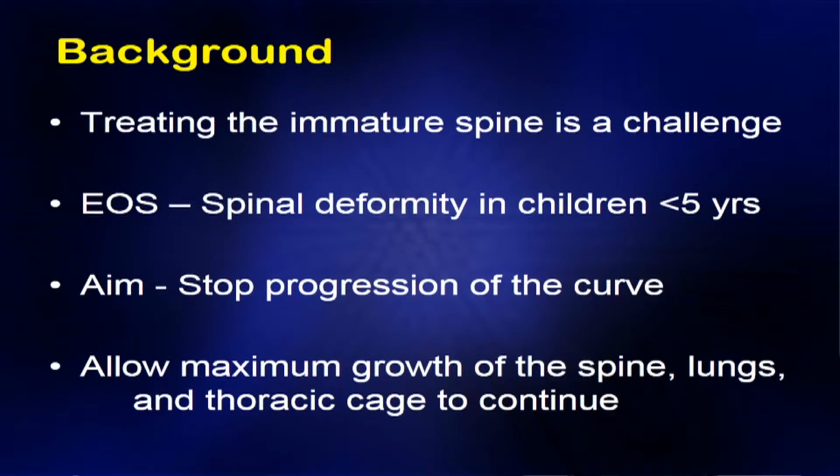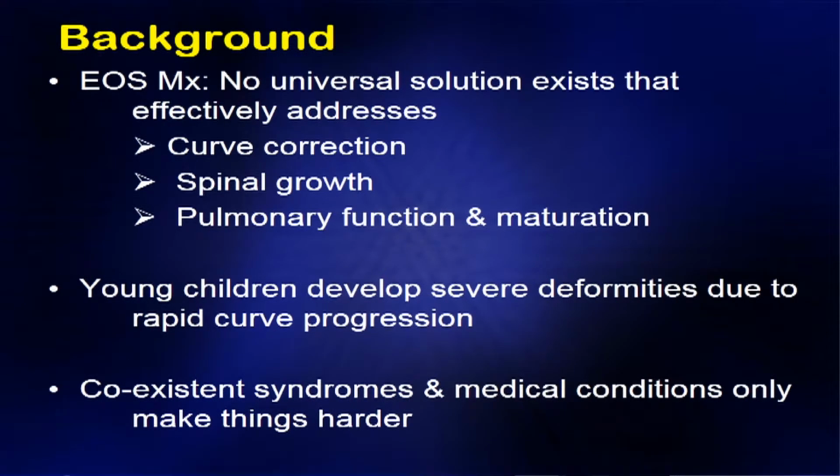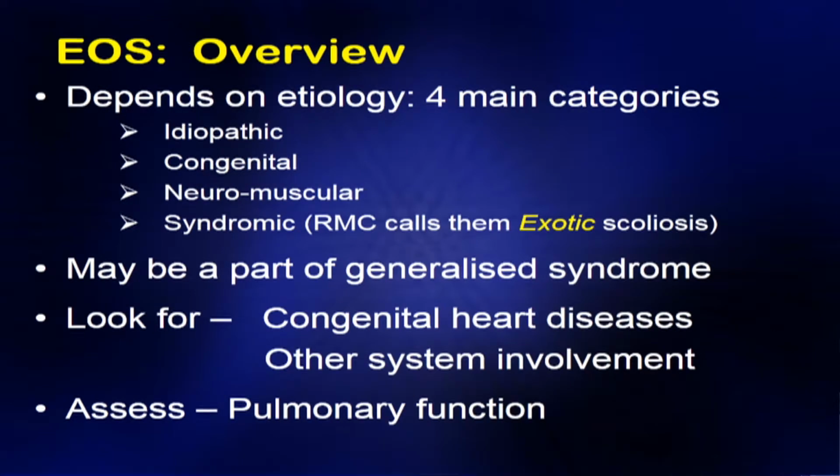As Dr. Schaffelberger has indicated, treating the immature spine is a challenge, and early onset scoliosis is a particular challenge. The aims are to stop the progression of the curve and to allow the maximal growth of the spine, lungs, and thoracic cage to continue. Now, there's no universal solution that effectively addresses curve correction, spinal growth, pulmonary function and maturation. And young children develop severe deformities due to the rapid progression of the deformity. Many of these patients have coexisting syndromes and the associated medical conditions only make things harder.